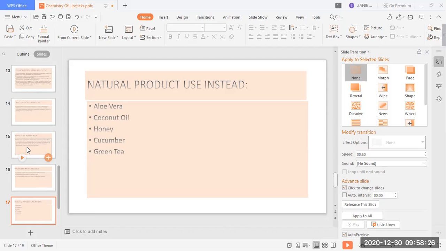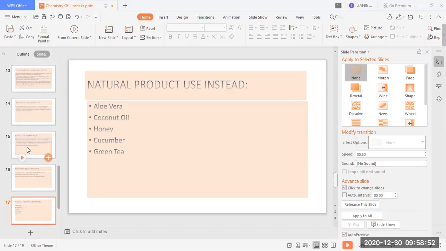Then honey. It is highly moisturizing, which makes it a good treatment for dry lips. Honey also contains antioxidants and antibacterial properties, which help to prevent infection from developing in extremely dry or cracked lips. Then cucumber. Cucumber can gently moisturize the lips and may contain vitamins and minerals that could improve the lips' appearance.